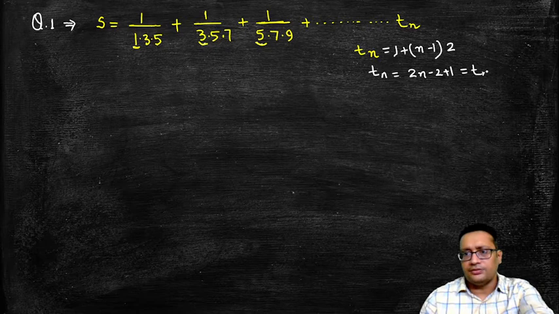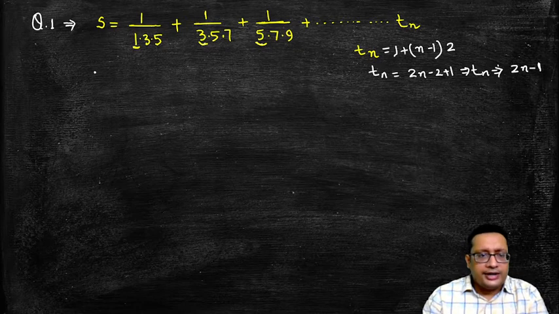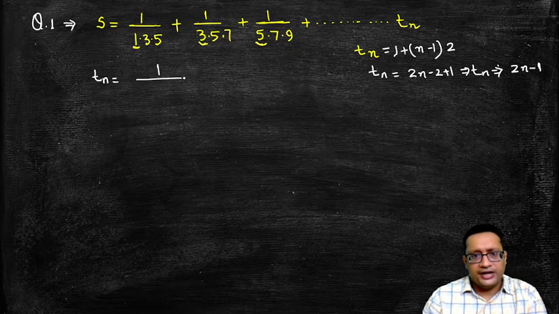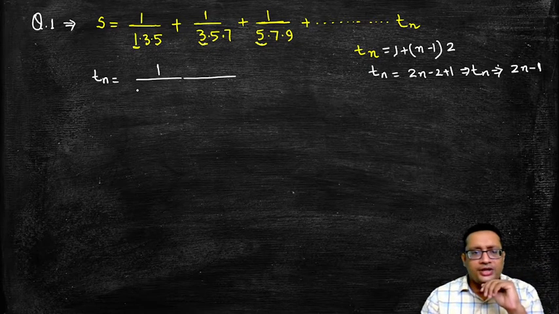So Tn is equal to 2n minus 2 plus 1, that is, this becomes 2n minus 1. So I am writing the nth term first. The first factor of the three terms which are multiplied consecutively is 2n minus 1.